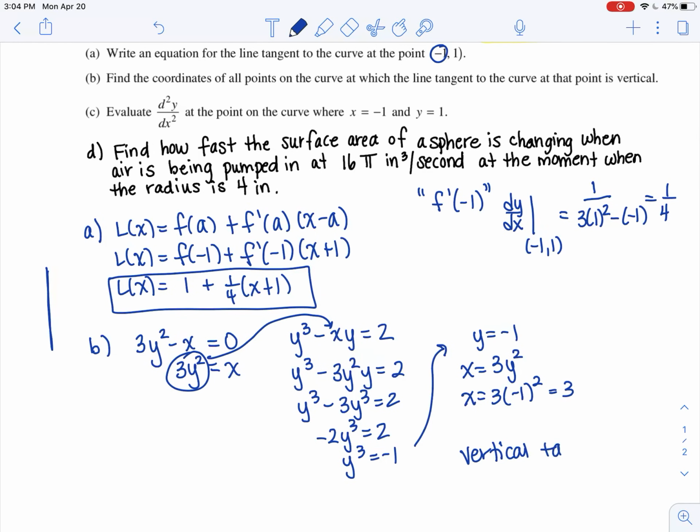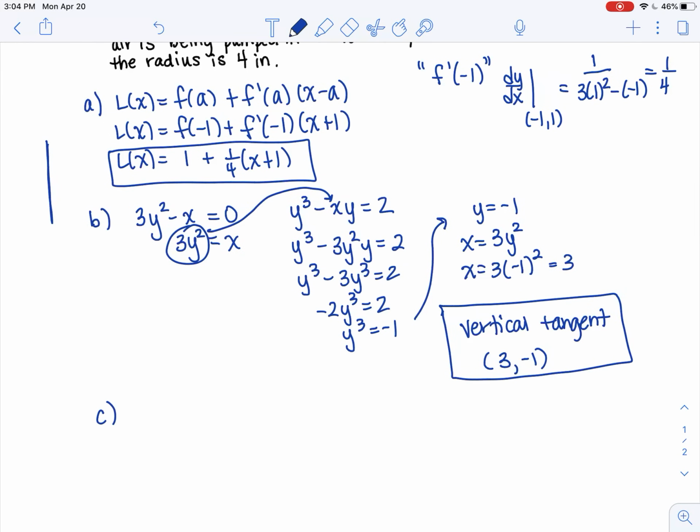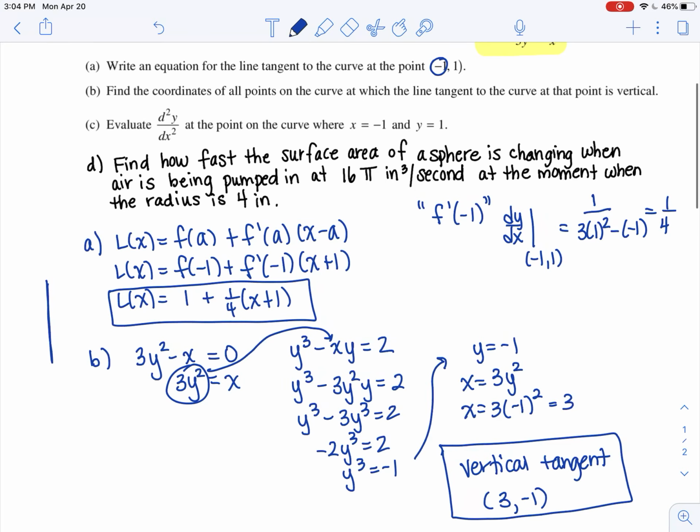So the place where there is a vertical tangent is the coordinate pair 3 comma negative 1. Okay, so again, vertical tangent means denominator equals 0, but again, you need to find a full coordinate pair where this happens. Okay, part C.